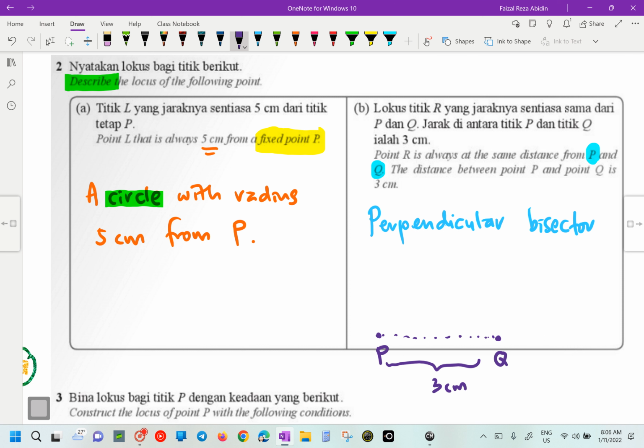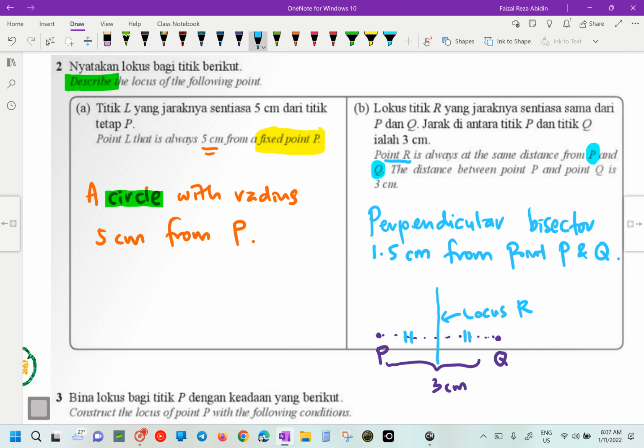What does it mean by perpendicular bisector? Is going to divide the length into two equal legs. Yes. So your perpendicular is going to be in the middle here. This is going to be your locus R. Locus R. We are not going to construct, but I have to tell you that the perpendicular bisector, we are going to have 1.5 centimeter from point P and Q.